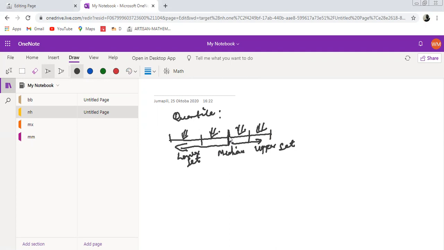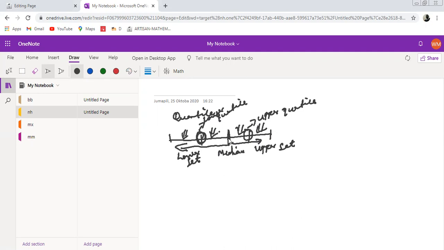Then, having divided the data into two, the median of the upper set, which is going to be this value, is what we normally call the upper quartile. This is going to be the upper quartile. And the median of the lower set, which is going to be the value here at the mid-row of the lower set, is normally referred to as the lower quartile.